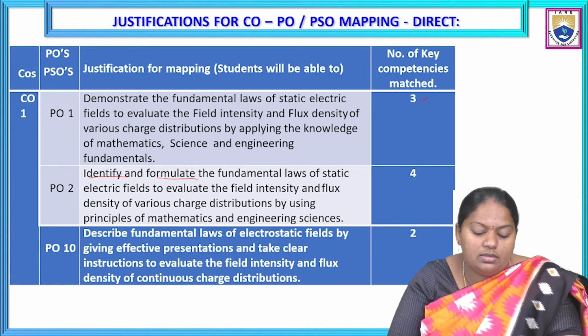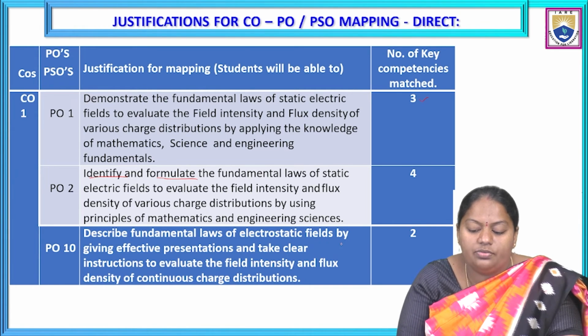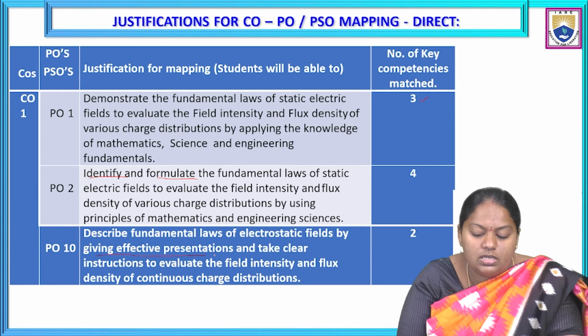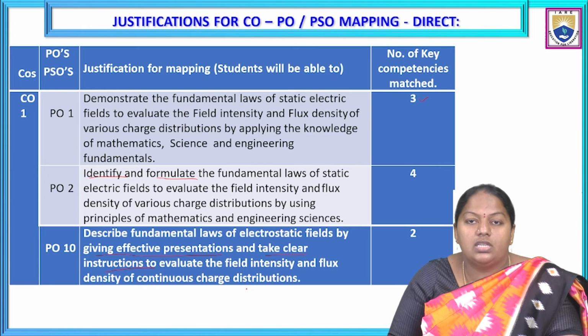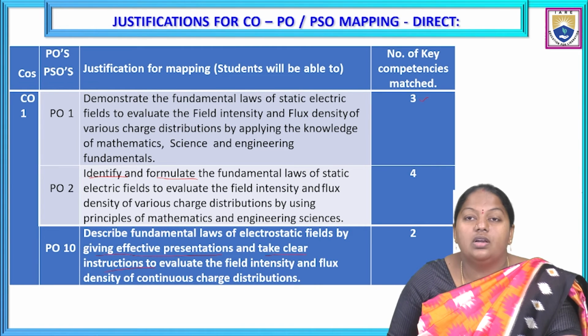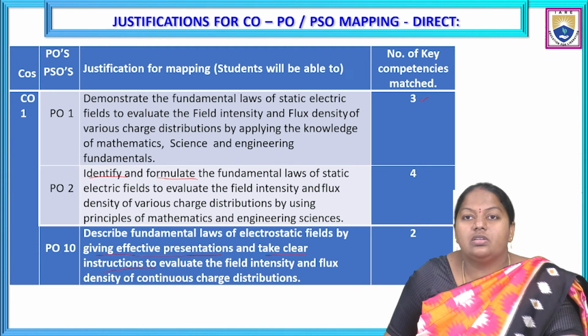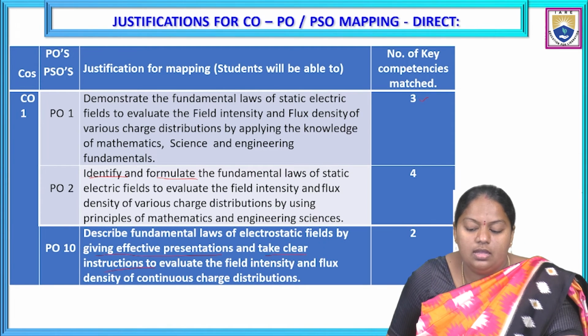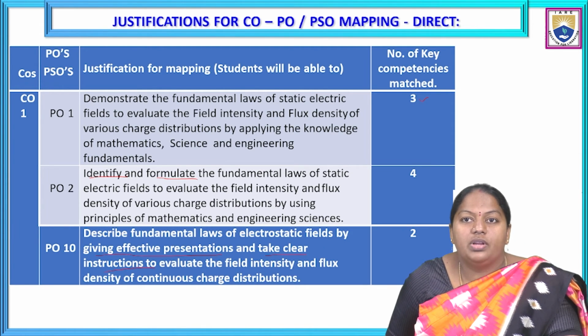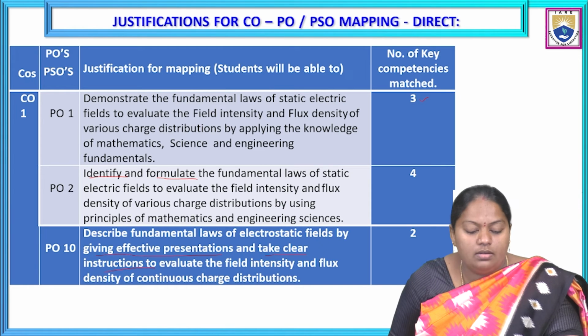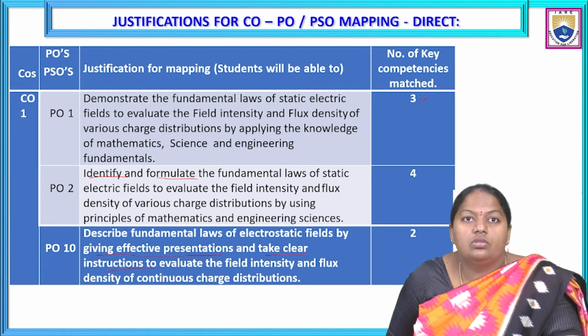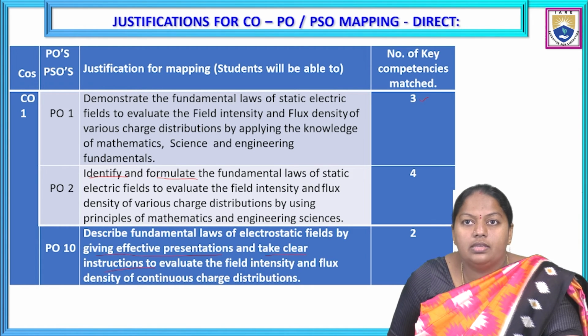Next one for PO10: describe the fundamental laws of electrostatic fields by giving effective presentations and take clear instructions to evaluate the field intensity and flux density of continuous charge distributions. Here I am using 2 keywords, giving effective presentations and take clear instructions to evaluate such field intensity and flux densities. Then for PO10, I have mapped for my course outcome 1. Similarly, I have written the remaining also in the CO1 to CO6 like this.